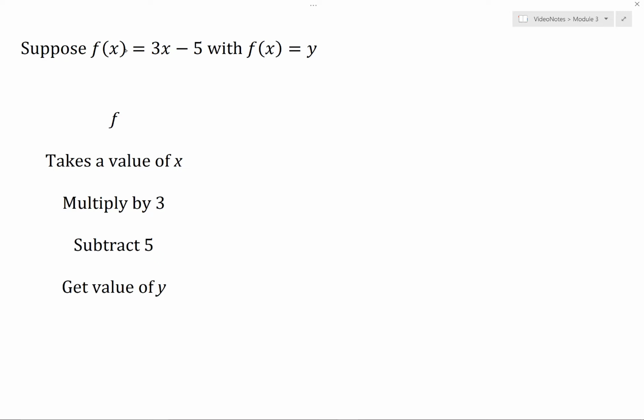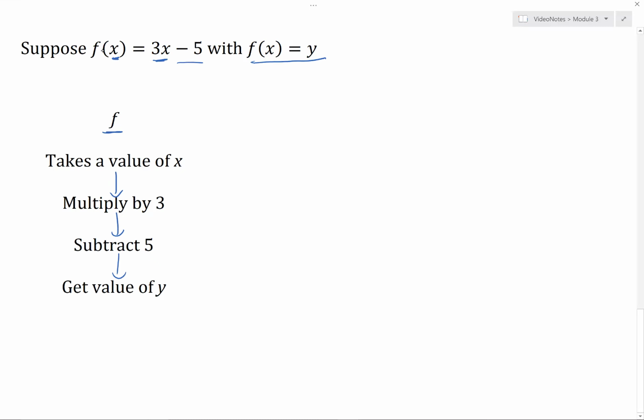Let's use this idea in the context of a function formula. Suppose f of x is equal to 3x minus 5, where f of x is equal to y. And the function process for f looks like the following. f takes a value of x. If we give f an input of x, it takes that value of x and multiplies by 3. Then once we do that, we subtract 5. And once we do that, we get a value of y.